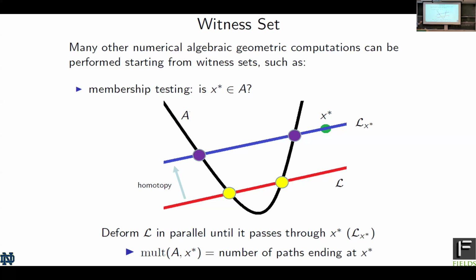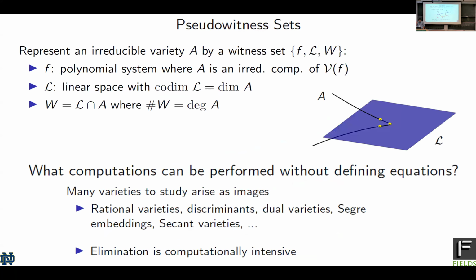If it's in the variety, then I'll get points that go to it, and it turns out that the multiplicity is precisely the number of the paths that end there. So multiplicity 0 means I'm not in there. Multiplicity 1 is a smooth point, and so on. So you get some really nice tests from witness sets. But all of this required this initial F. I needed to know a polynomial system where this can live inside of it as some irreducible component.